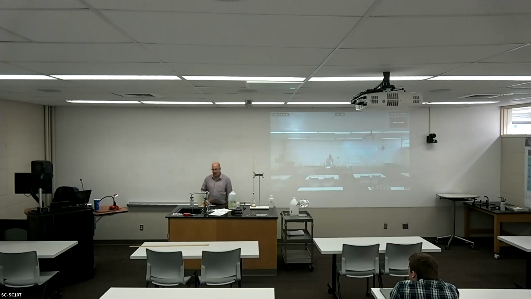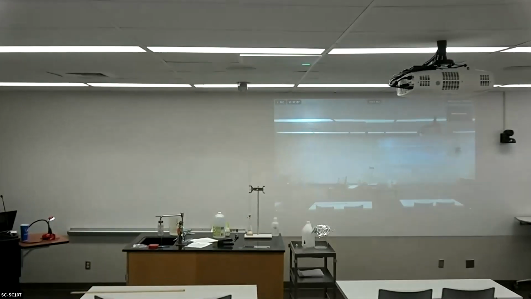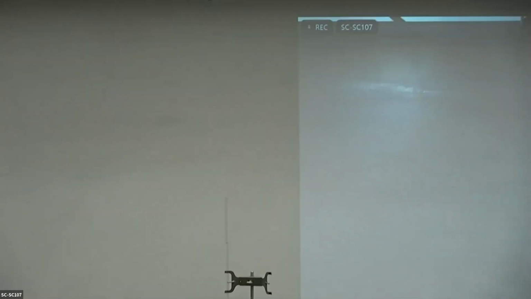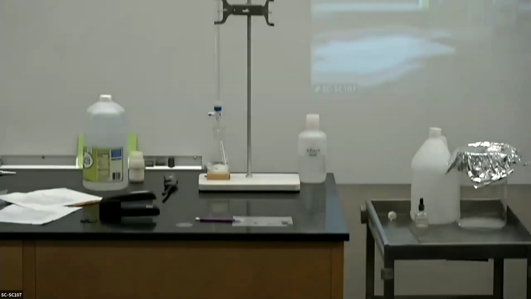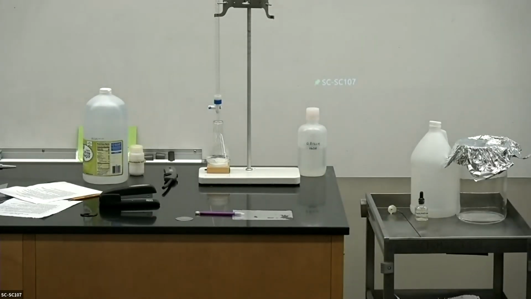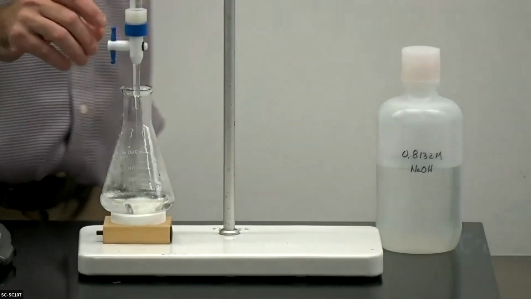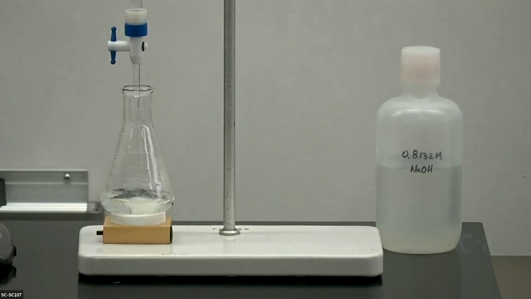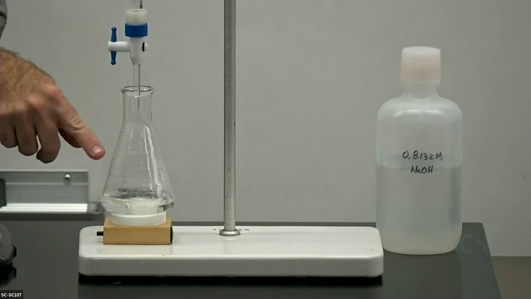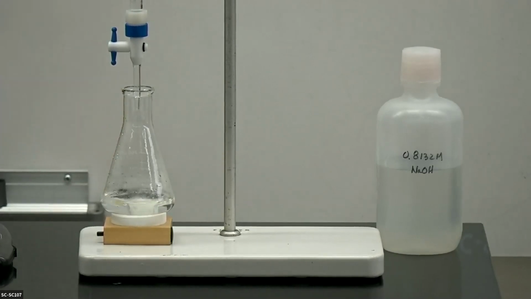Let me zoom in here. What I'm doing is I'm looking right where the sodium hydroxide hits the solution, because if anything's going to change, it's going to be right in that location.